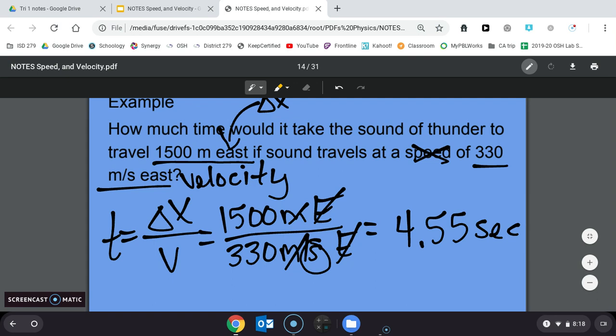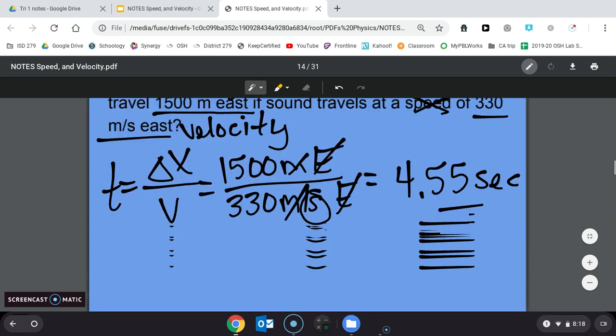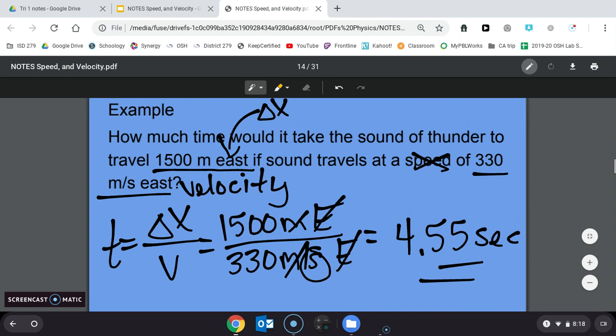And again, if I had started with the original equation, V equals delta X over T, and put things in where they belong and rearranged correctly, I would get the same answer. And that is my final example. Hopefully this will help you work through how you solve for the other variables in the speed and velocity equations.